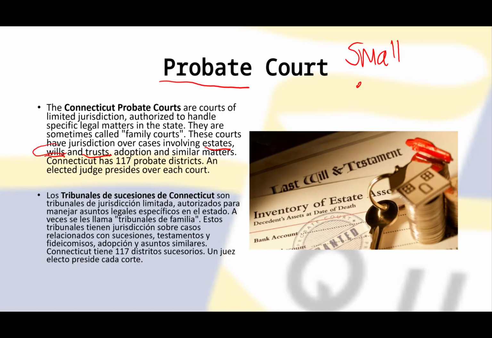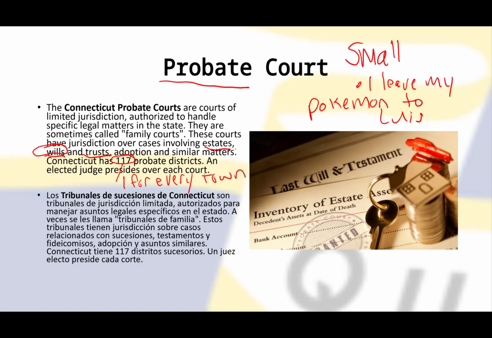Most of us use a will. The will says, I leave my Pokemon to Lewis. And that means by law, they have to give Lewis all my Pokemon. So, Connecticut has 117 probate districts. This is about one for every town. Almost. Some towns are combined, but generally one for every town or city.